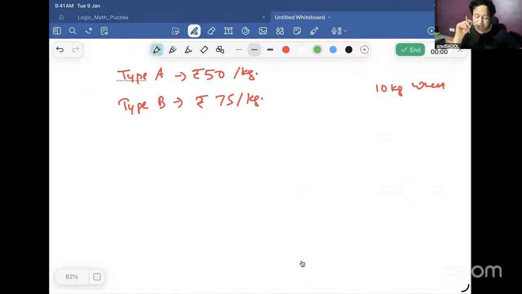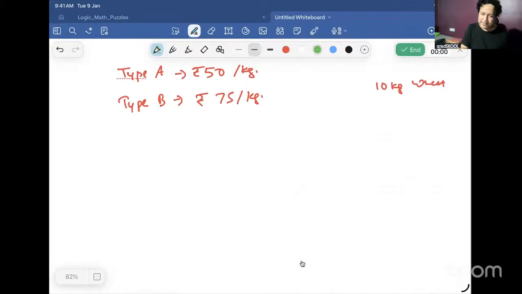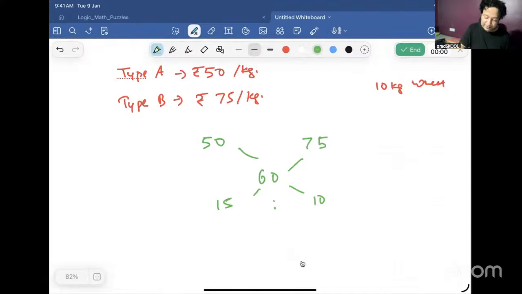I said, no, let me do something. Now I'll use that weighted average concept. So how to use that? Because I'm a mathematician shopkeeper, I'll write 50 here, I'll write 75 here, and then she wants 60 rupees, I'll write 60 here. Then I'll try to find the difference crosswise. Here the difference becomes 10, here it becomes 15. I'm like, okay, 15 and 10. The ratio of 15 and 10 is 3:2.